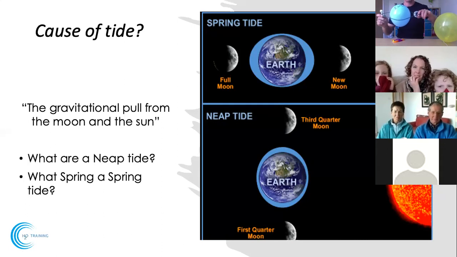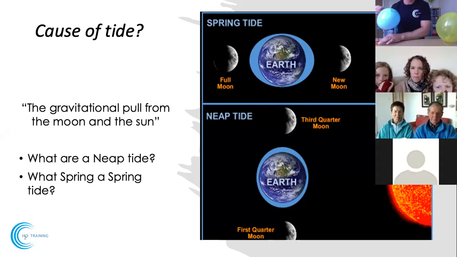So when we have the sun, the earth and the moon all in alignment, this is a spring tide. But when we have the moon at right angles, this is a neap tide. This is 1 week later. And then 1 week later again, we have a spring tide. And then 1 week later again, we have a neap tide. You can't see it because it's behind the earth.